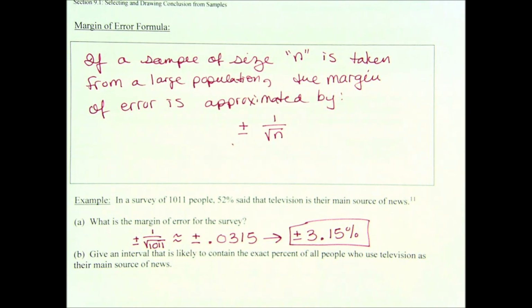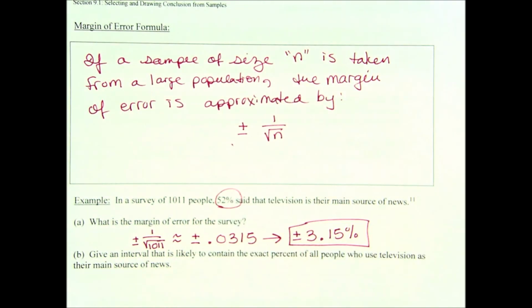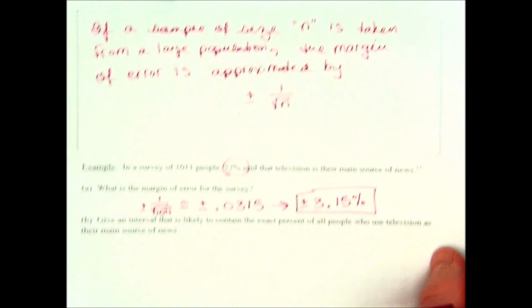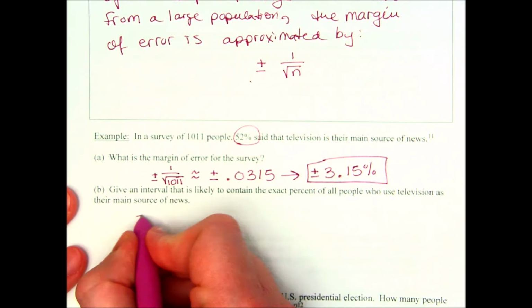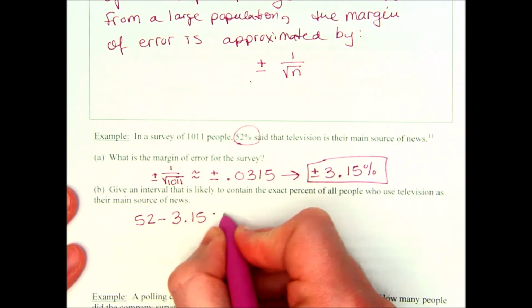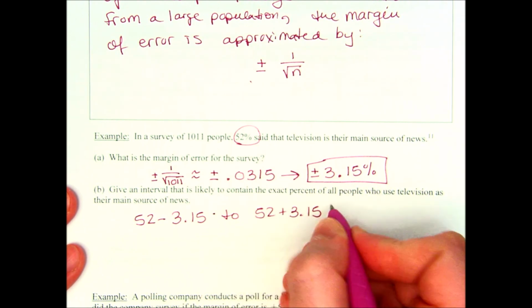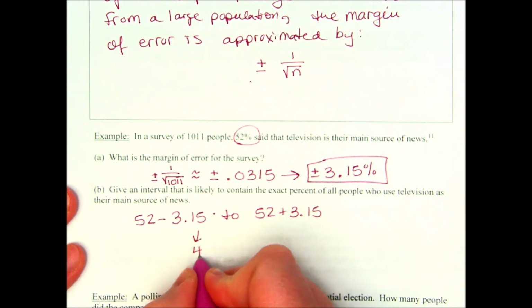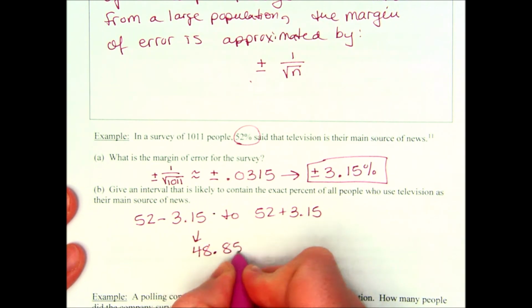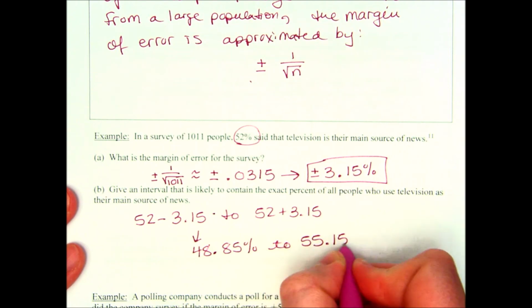Part B, give an interval that's likely to contain the exact percent of all people who use television as their main source of news. Well, in my sample, 52% said that television was their main source of news. I know that can be anywhere from 52 minus 3.15% to 52 plus 3.15%. So, it can be anywhere from 48.85% to 55.15%.